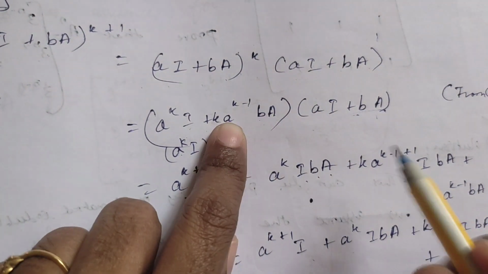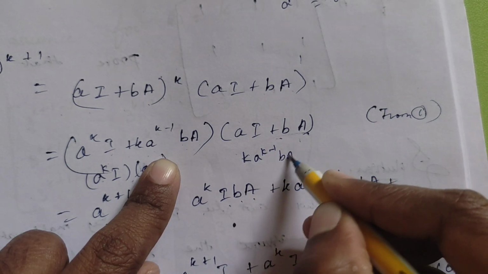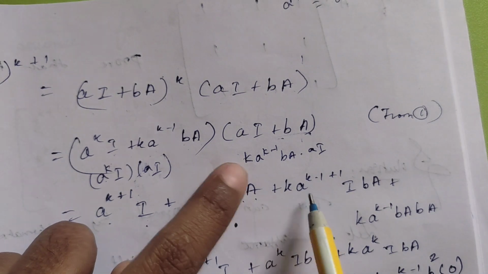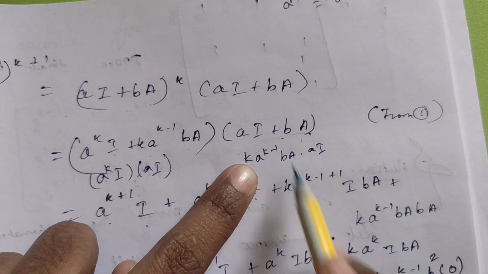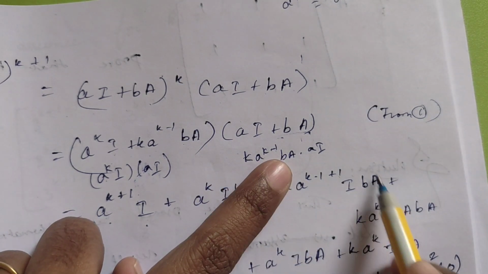Now the second term: I am taking k a^(k-1) bA into aI. So k a^(k-1) into a^1, so a^(k-1+1). b as it is, A as it is, and I.